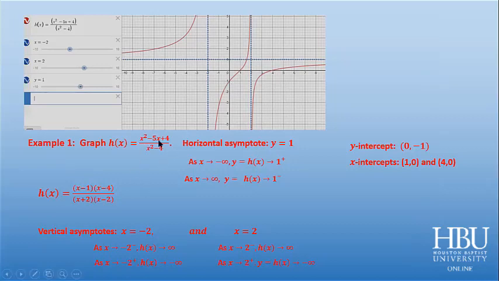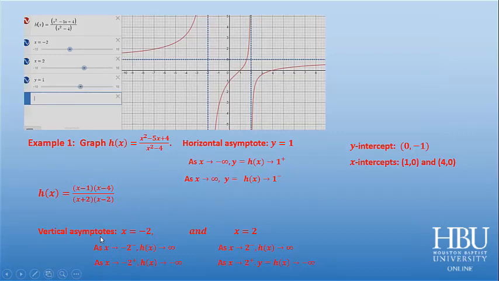Also, I can factor my numerator, x minus 1 times x minus 4, over x plus 2 times x minus 2. There are no factors that cancel out, so there are no holes in this graph. The x-intercepts occur at the zeros of the numerator, which would be 1 and 4. So the x-intercepts are 1, 0, and 4, 0. Here is the point 1, 0. Here is the point 4, 0.